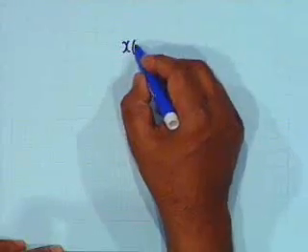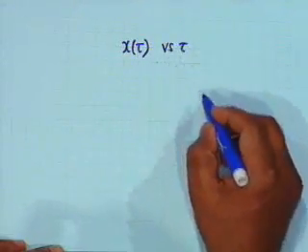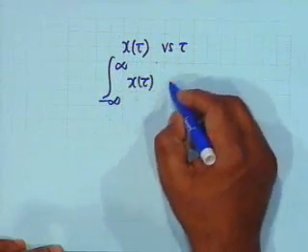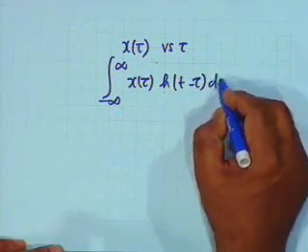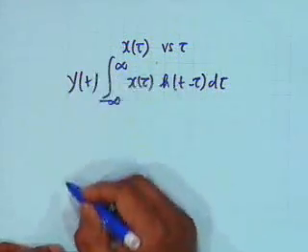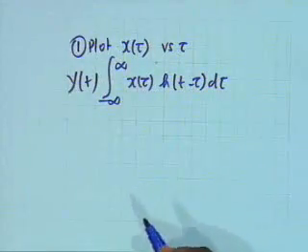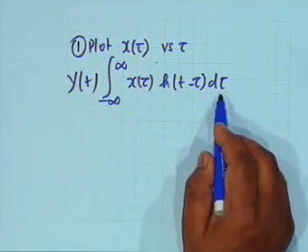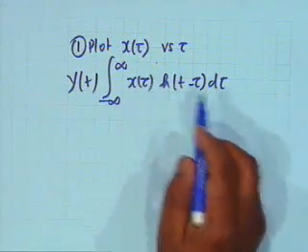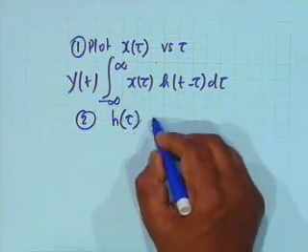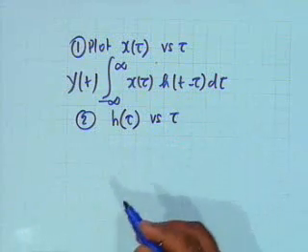What we do is we take h of t. Let's see the mechanism. You first plot x of tau versus tau. Recall that the convolution is simply minus infinity to plus infinity, x of tau, h of t minus tau d tau. This is the convolution. So in step number 1, what you do is plot x of tau versus tau. You see, we have to evaluate this integral. So what we do is we plot x of tau versus tau, then we plot h of tau versus tau. Well, these two are given.